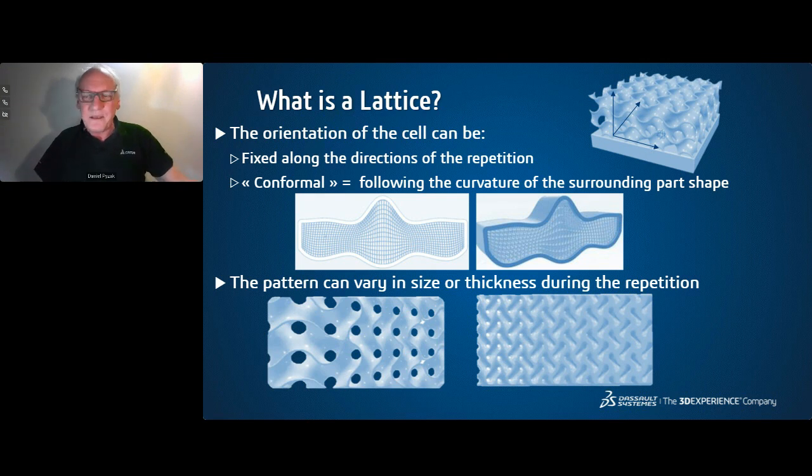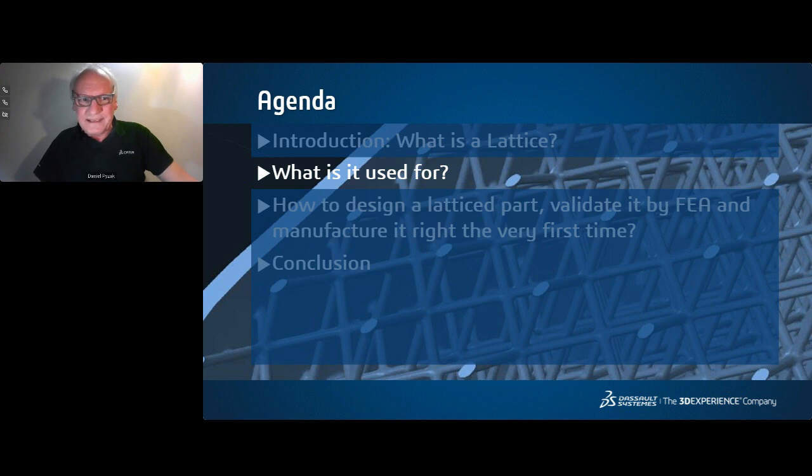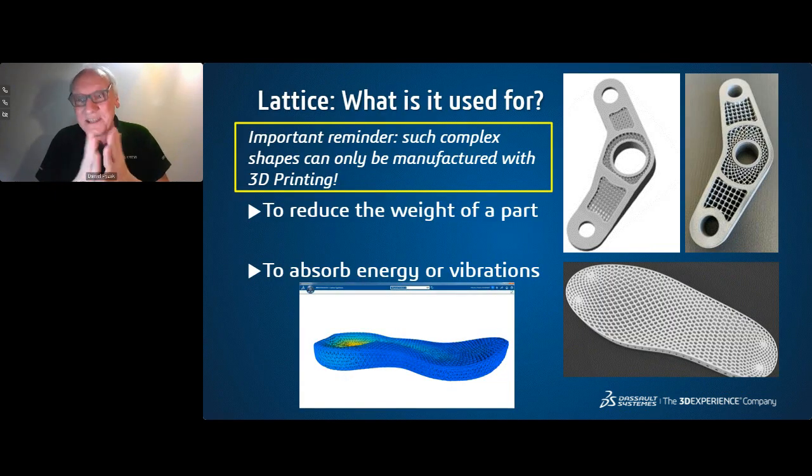Okay, let's go. What is it used for? In fact, you have many, many usages of lattice parts, okay? Remember, only 3D printing can actually, today at least, manufacture those very crazy shapes, okay? The very, very first use was, and it still is, to reduce the weight of a part, okay? If you look at the part on the upper right corner, we wanted to decrease the weight, so we added cavities. Here it's open cavities, but it can be closed cavities as well. And we fill those cavities with a lattice structure.